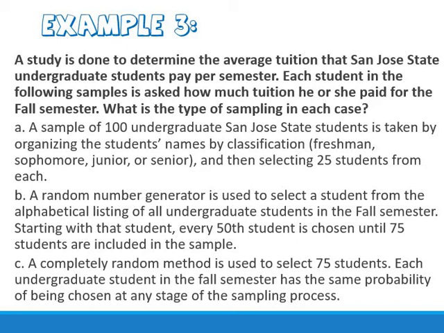So a study's done to determine the average tuition San Jose State undergraduate students pay per semester. Each student in the following samples is asked how much tuition he or she paid for the fall semester. What's the type of sampling in each case? Okay. So part A, a sample of 100 undergraduate San Jose State students is taken by organizing the students' names by classification, freshman, sophomore, junior, or senior, and then selecting 25 students from each.